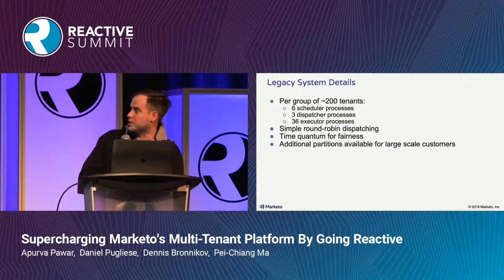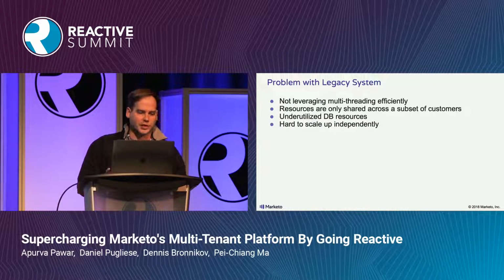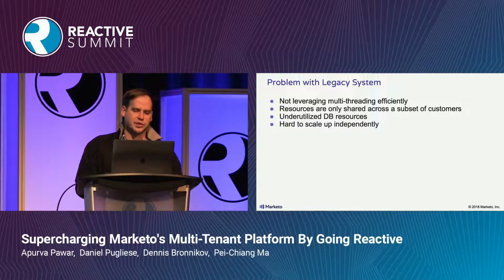A little bit about our legacy system, part of our motivation as to why we started our Akka journey. We had a group of 200 customers being served by 6 schedulers and 3 dispatchers and 36 executors. We had just a simple round-robin dispatching with time quantum for fairness, with additional partitions available for large customers. But problems with our legacy system: we were not at the time leveraging multi-threading efficiently. Resources were only shared across a subset of our customers. We were definitely underutilizing database resources, and we found it was hard for us to scale up our system independently.